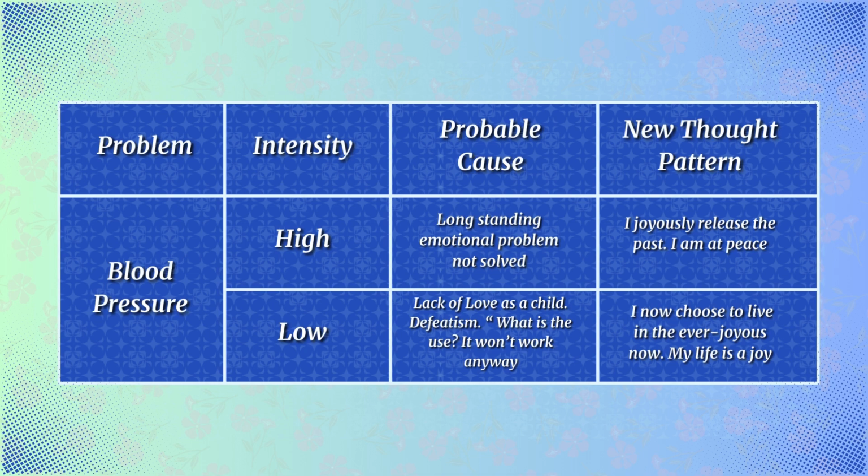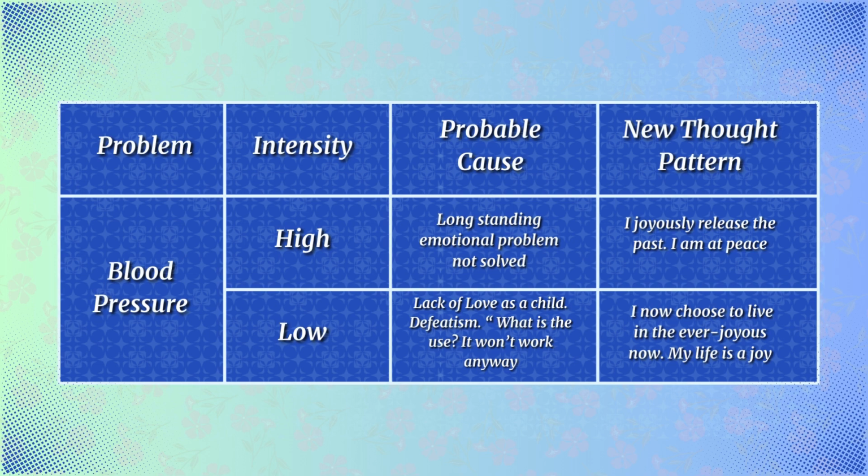Now comes low blood pressure. The probable cause of low blood pressure is lack of love as a child, defeatism, what is the use, it won't work anyway. So when you have low blood pressure, you're not able to stand, you're not able to walk properly, you're not able to do something properly. Why? Because you feel this is not okay, this is not done, so why should I even give my 100%, why should I even make efforts?